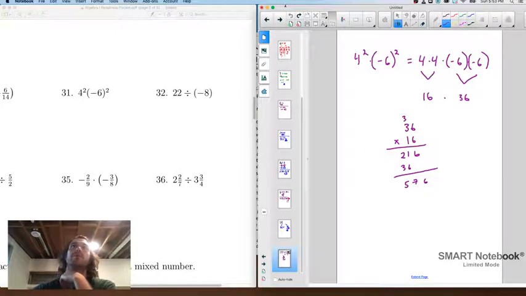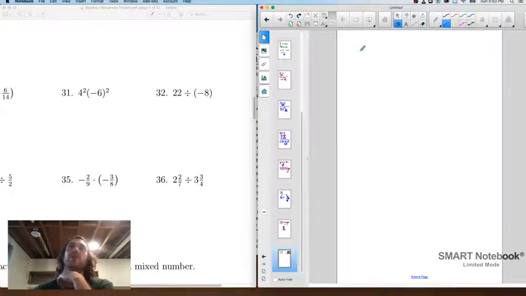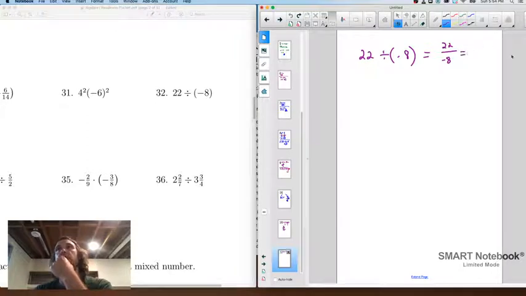Okay, 32, let's go on. 32 is 22 divided by -8. Okay, so let's write that as a fraction, and then we're going to simplify that. It is a positive divided by a negative, so that means our answer is going to be negative. And then we just need to simplify 22 over 8. Turns out they're both divisible by 2. Divide them both by 2 and you'll get 11 over 4.